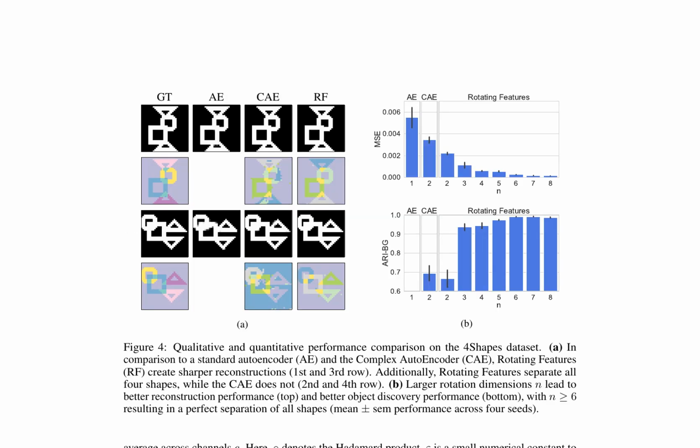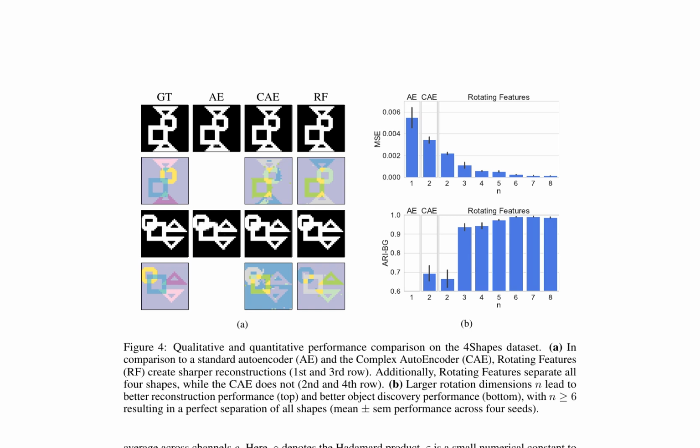In the realm of unsupervised representation learning, a crucial challenge lies in object discovery and reconstruction from complex datasets. To address this, researchers have proposed rotating features, RF, a novel approach that leverages rotational invariance to enhance feature extraction. This study compares the performance of RF with standard autoencoders, A, and complex autoencoders, CAE, on the 4Shapes dataset, a benchmark for object discovery tasks.